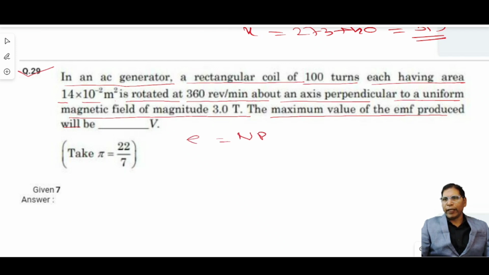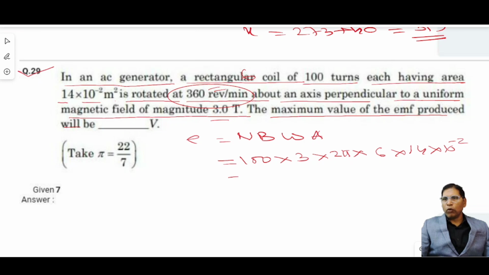This is NB omega A. What is N? N is 100. B is 3 Tesla. And omega is 2 pi into frequency. Now frequency is 360 revolutions per minute, so this is 6 revolutions per second. Area is 14 into 10 to the power minus 2. Now look at this, this is 300 into 2 into 22 by 7 into 6 into 14 into 10 to the power minus 2.